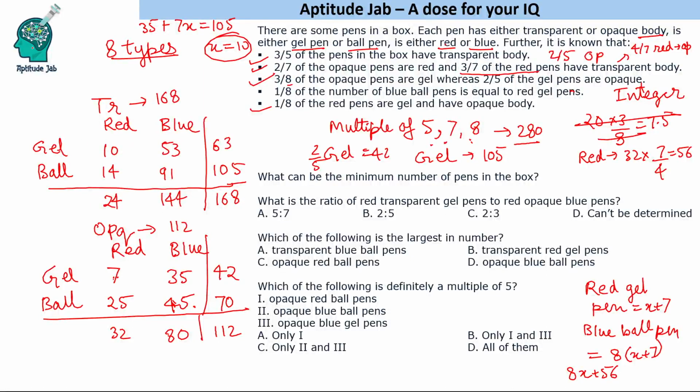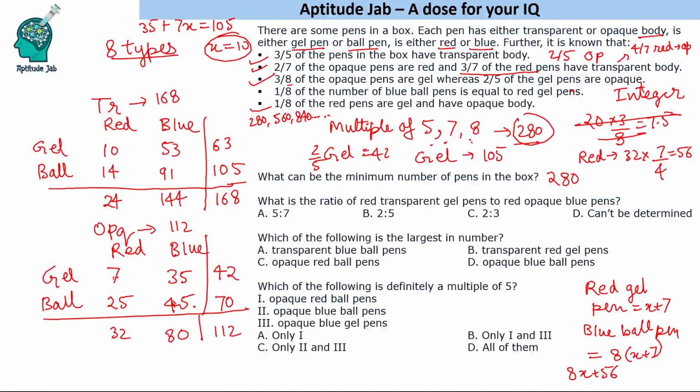Now we see that all these numbers are integers, right? All of them are integers, hence our assumption of 280 is true. So minimum number of pens in the box will be 280. Now the number of pens in the box will be in multiples of 280, right? 280, 560, 840, and so on. So minimum is 280.